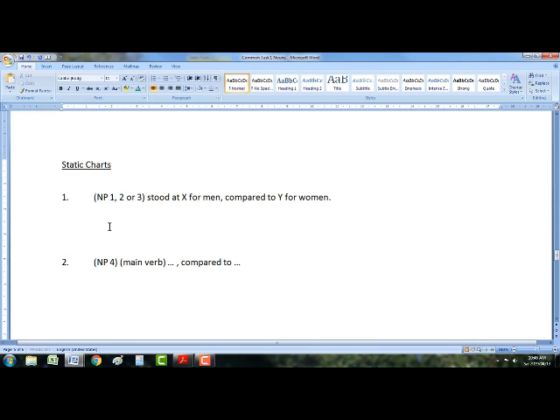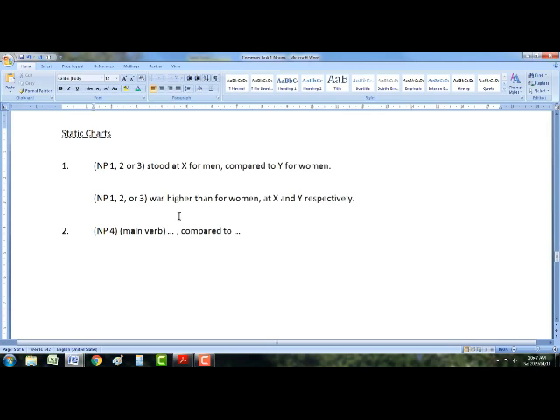But for this one, let me just give you one more structure, which is this one. You're using noun phrase 1, 2, or 3. This will be about the men. Of course, it's not always men and women. I'm just using men and women examples. And then we have a whole different verb here, was higher than for women at X and Y respectively. X is for men, Y is for women. So this is for men. Okay, and then that's all.